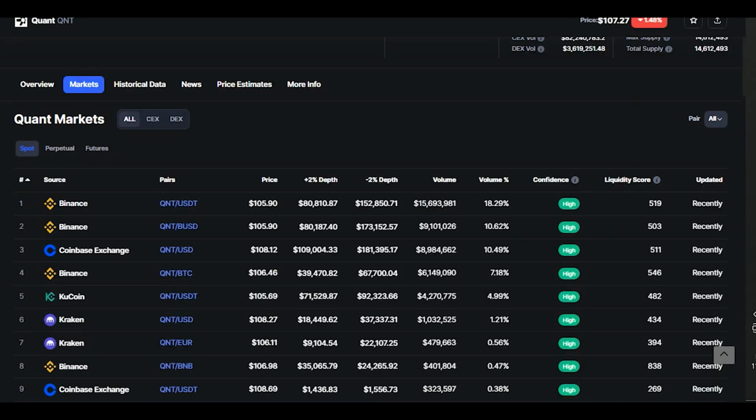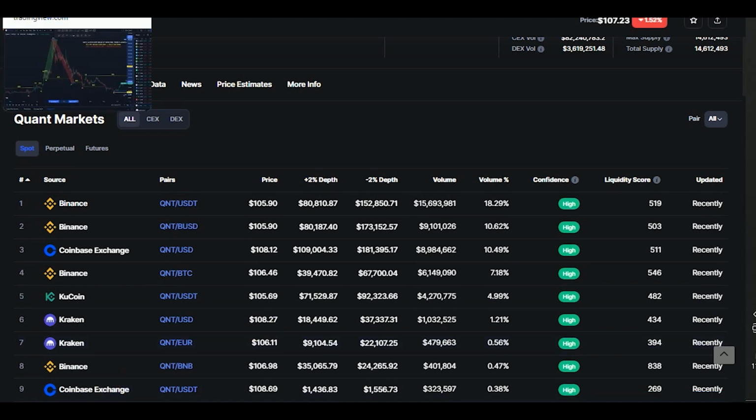Where can we get the Quant token? We can get the Quant token on Binance, Coinbase, KuCoin, Kraken, Coinbase Exchange, and any exchange where you get your favorite coin.